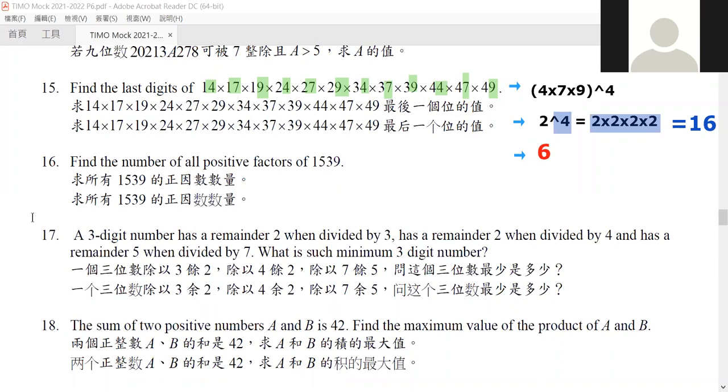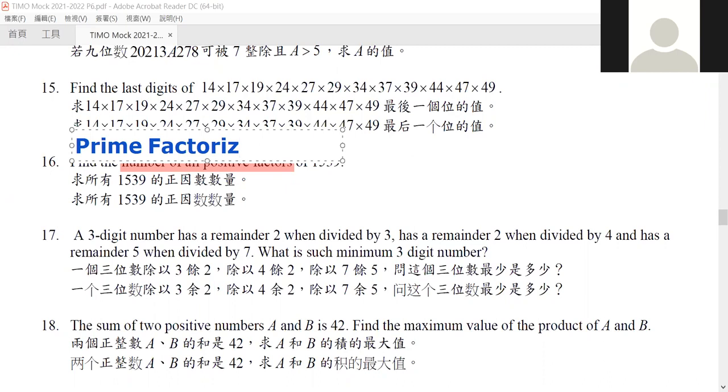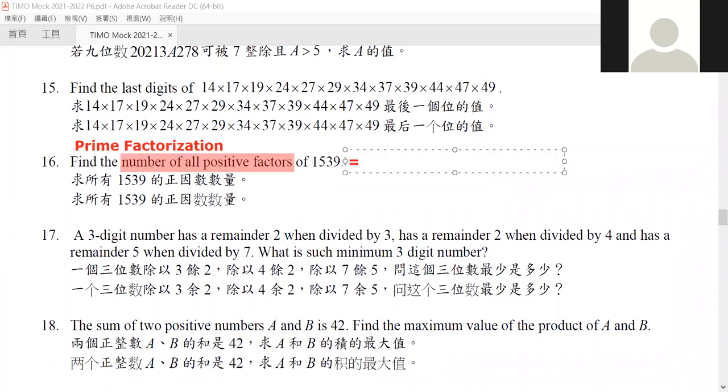Okay, so now let's go to our question 16. Find the number of all possible factors of 1539. Now, whenever we see a question which is about the number of factors or the sum of factors, the first step we want to do is just prime factorize the number. What do you mean by prime factorize? In other words, we want to write our target number as a multiplication of a series of primes.